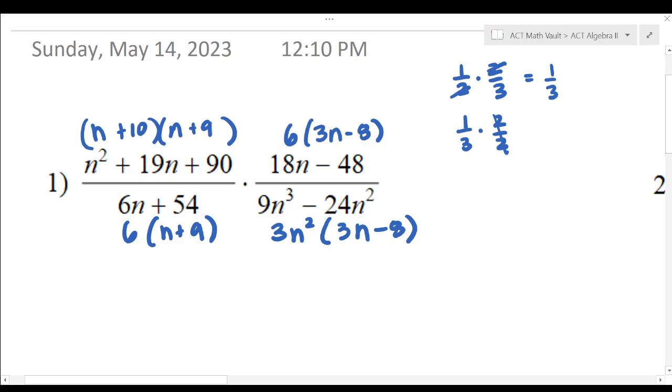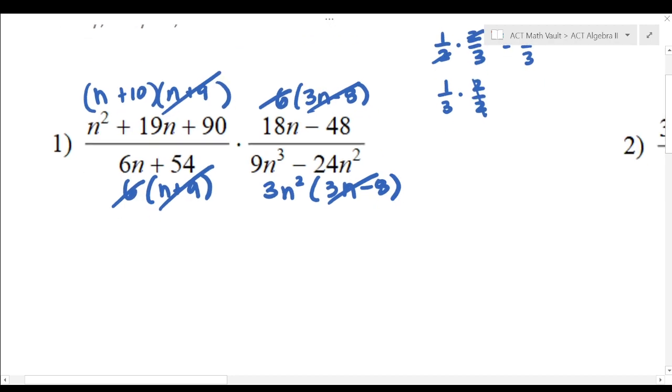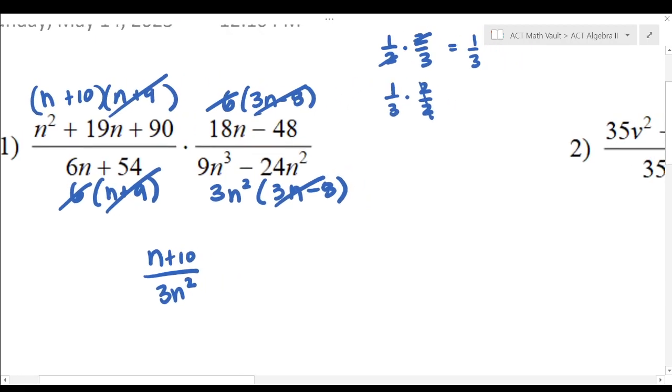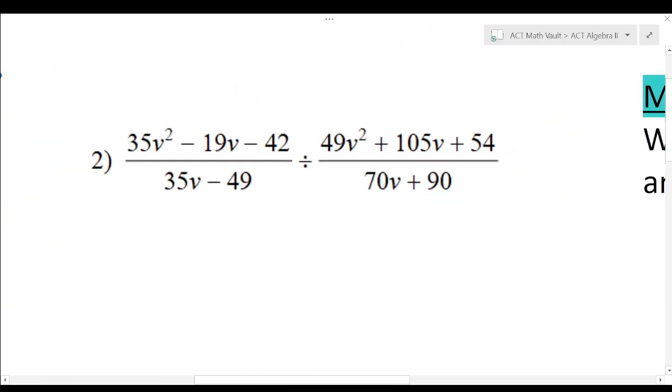So what's nice is this n plus 9 and n plus 9 can cancel. The 3n minus 8, 3n minus 8 cancel. The 6 and the 6 cancel. And I'm left with n plus 10 over 3n squared. Okay, now on to something harder.